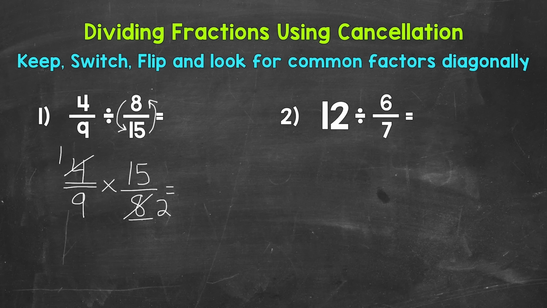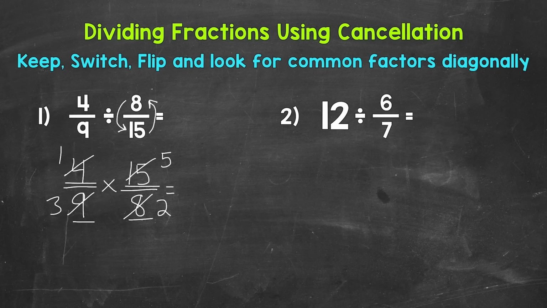Now we can take a look at 9 and 15. Are there any common factors other than 1 that we can divide 9 and 15 by? Yes, 3 is a common factor between 9 and 15, and it's the greatest common factor. So let's divide 9 and 15 by 3. 9 divided by 3 is 3. 15 divided by 3 is 5.